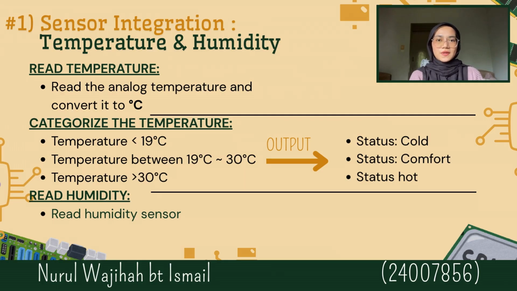Now, I'm going to talk about the breakdown of the coding. Student 1 is responsible for sensor integration for temperature and humidity. The code is created to read the analog temperature and convert it into degrees Celsius. And then, the temperature is categorized based on the threshold values. Lastly, the system reads the humidity.